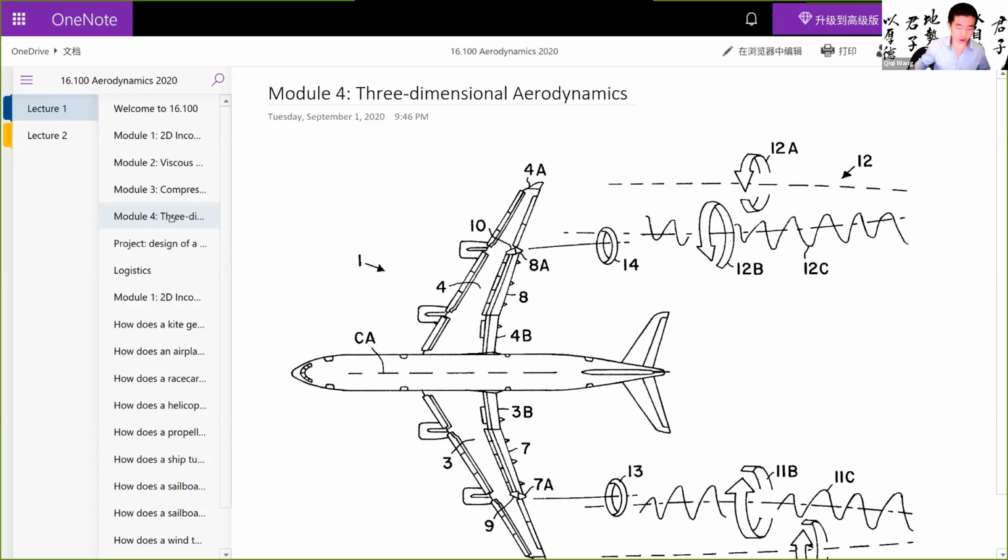Right? For example, if you're looking at a two-dimensional airfoil, what does it mean? It essentially means that you're looking at a very elongated wing, a very high aspect ratio wing. And you're looking at a part of the high aspect ratio wing that is away from the root and away from the tip, right?